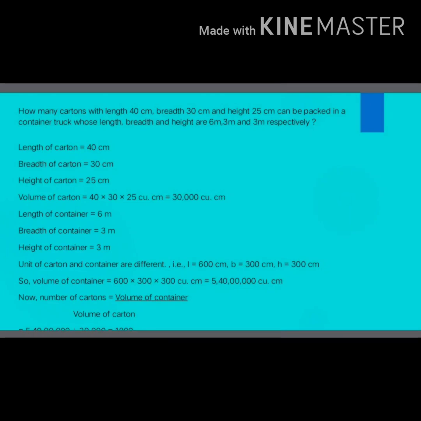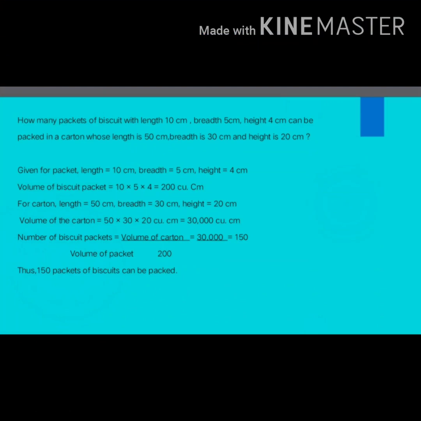Now the number of cartons formula will be volume of the container truck divided by volume of carton. So 5 crore 40 lakh divided by 30,000 will give me 1,800. That means I am going to require 1,800 cartons to put in the container truck. Let us see the last question. It is same as the earlier one.